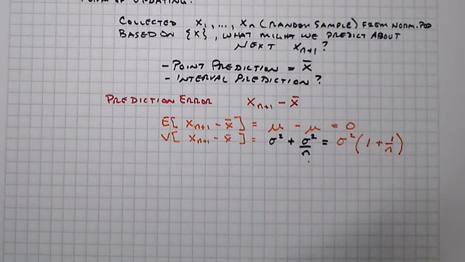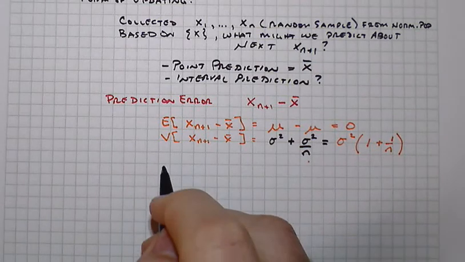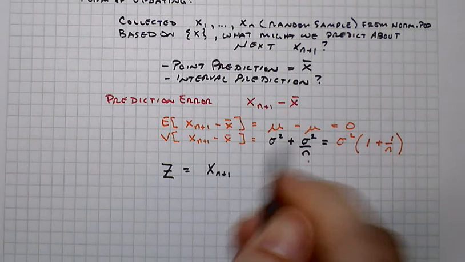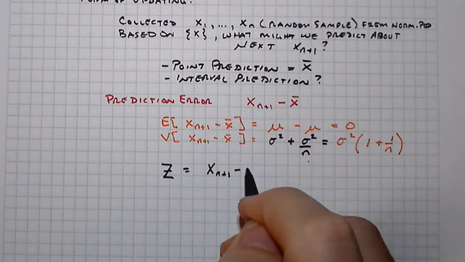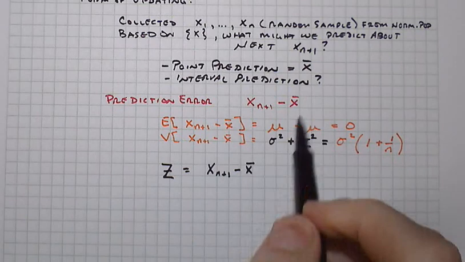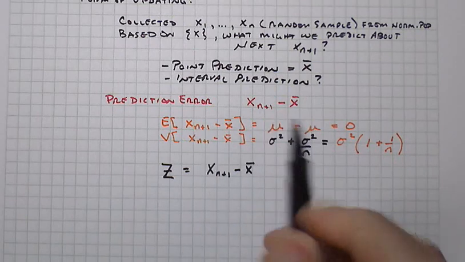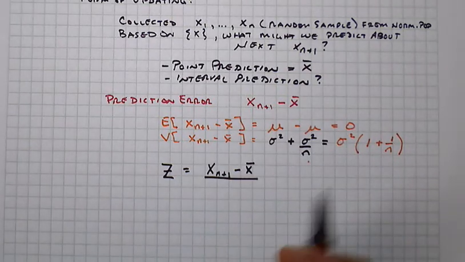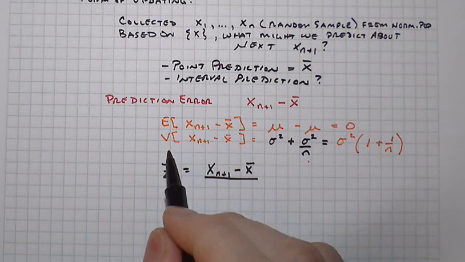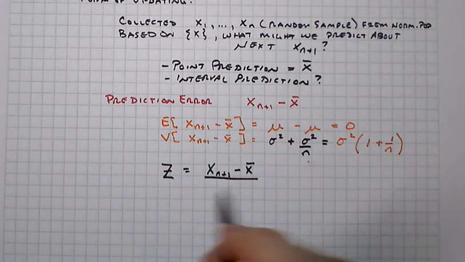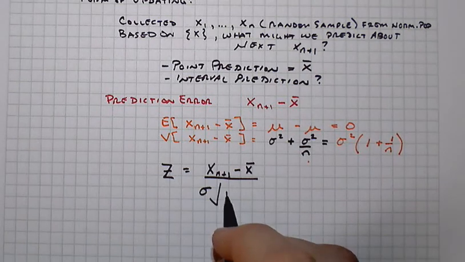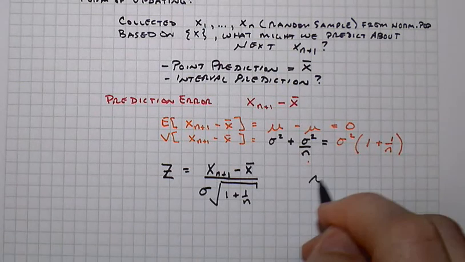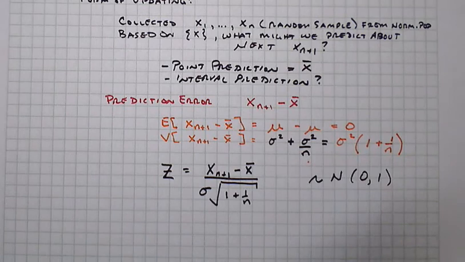Now we define the z statistic equal to x n+1 minus x bar, so that's this whole prediction error, minus its mean, but its mean is 0, so I'm not going to write that part down. Divided by the standard deviation. So we'll take the square root of this, and that'll be sigma times the square root of 1 plus 1 over n. And that will be normally distributed with mean 0 and unit variance.